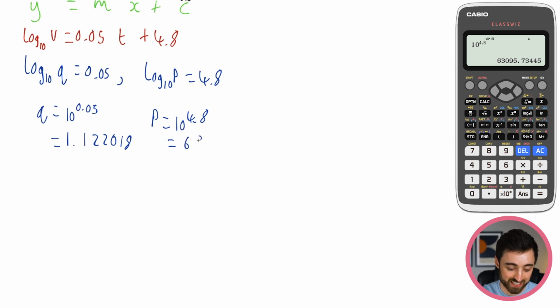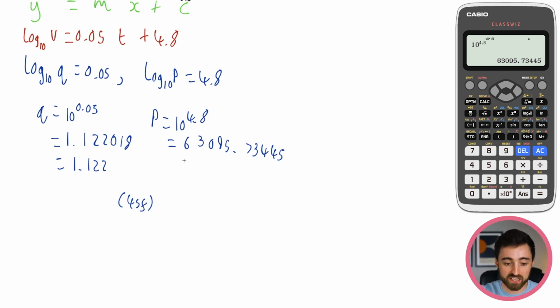And then p is going to equal 10 to the power of 4.8, which is going to be 63095.73445. Madness. Okay, and then to 4 sig fig, obviously we're going to get what? So 1, 2, 3, 4 sig fig, so 1.122, yeah, that's 4 sig fig.